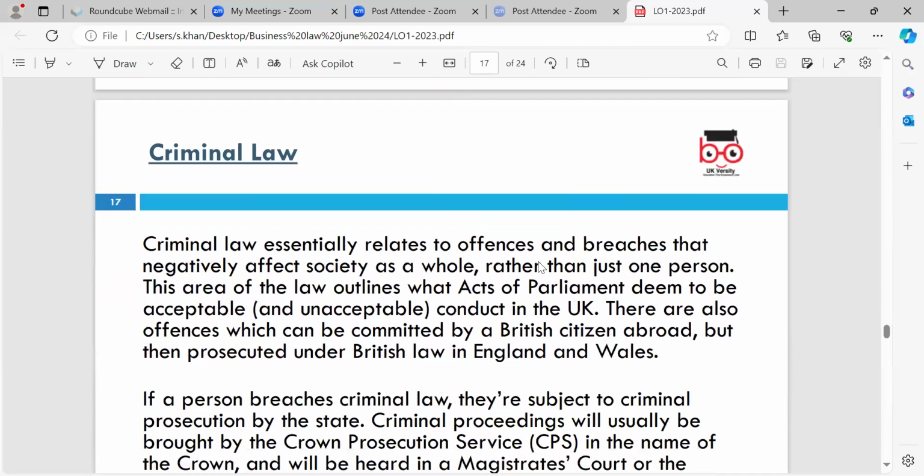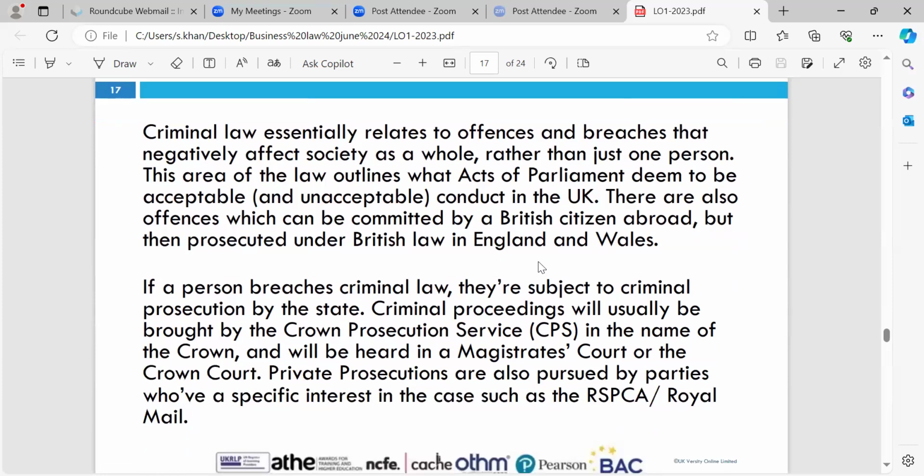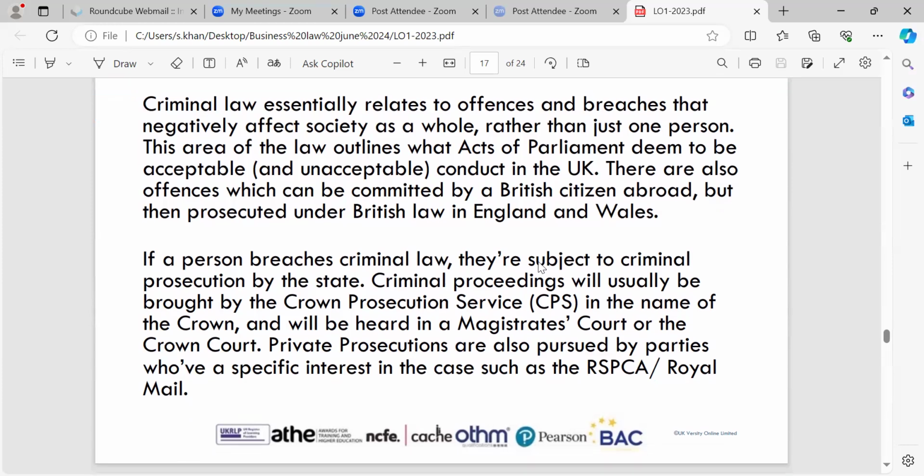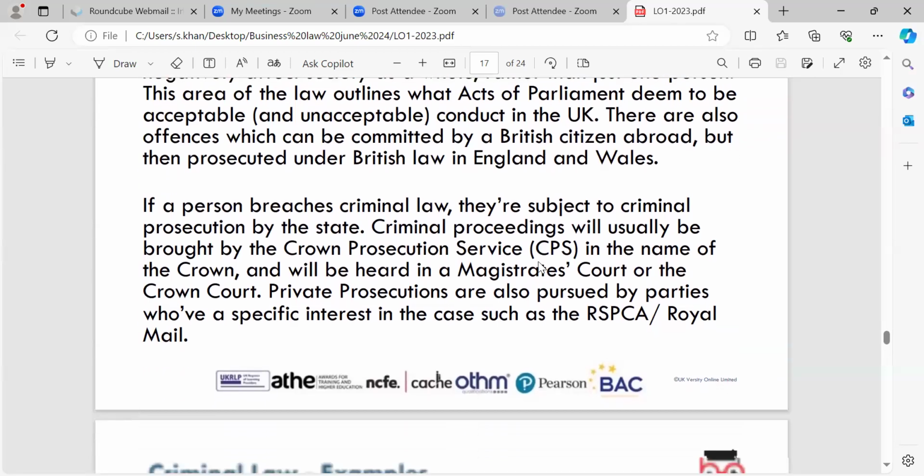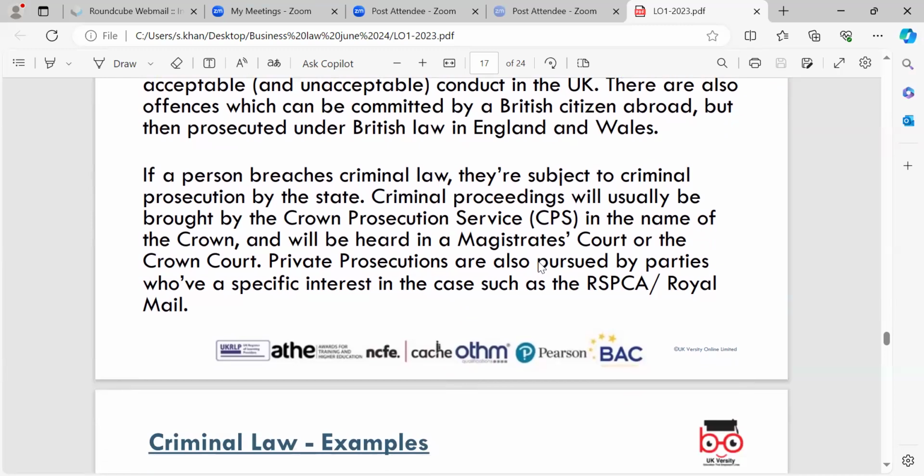Then you've got criminal law. Criminal law essentially relates to offences and breaches that negatively affect society as a whole, rather than just one person. The area of law outlines what Acts of Parliament deem to be acceptable and unacceptable conduct in the UK. There are also offences which can be committed by a British citizen abroad, but then prosecuted under British law in England and Wales. If a person breaches criminal law, they're subject to criminal prosecution by the state. Criminal proceedings will usually be brought by the Crown Prosecution Service in the name of the Crown and will be held in the Magistrates' Court or the Crown Court.